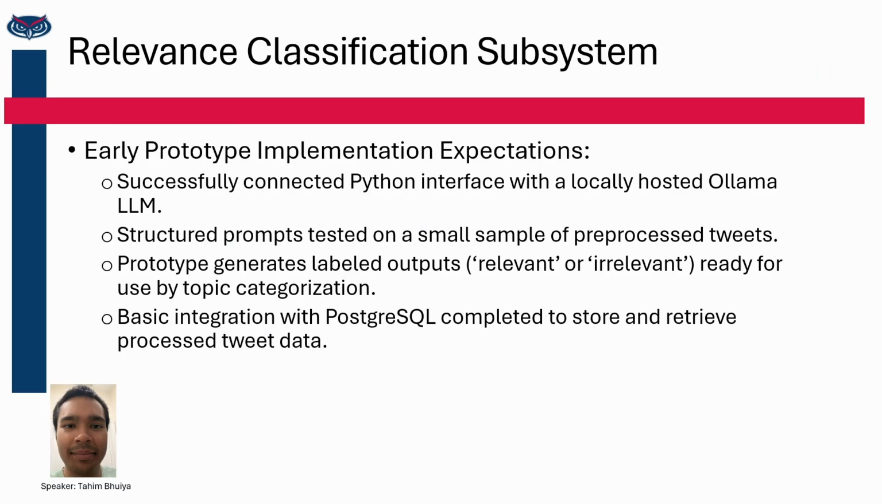So for the early prototype implementation expectations for our relevance classification subsystem, we expect to be able to connect our Python interface with the locally hosted Ollama LLM. And we've actually already tested structured prompts on a small sample of pre-processed tweets to ensure the model can generate labeled outputs as either relevant or irrelevant. And then these tweets will be ready for use by the topic categorization subsystem.